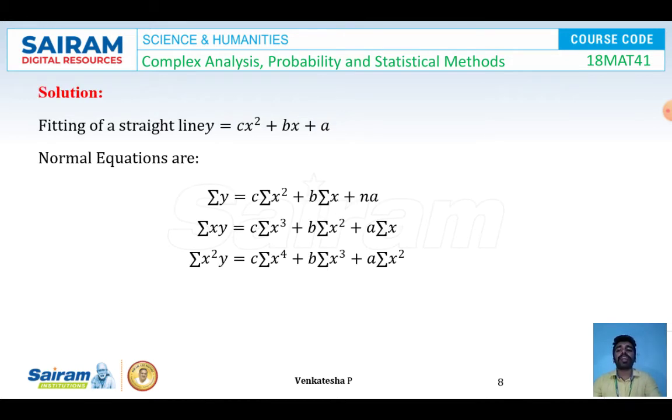plus bx plus a. So take the equation first. Y is equal to cx square plus bx plus a. Apply summation on both the sides. We'll be getting summation y is equal to c summation x square plus b summation x plus na. So multiplying x on both the sides and applying summation, I got summation xy is equal to c summation x cube plus b summation x square plus a summation x. Multiplying x square on both the sides, we will be getting summation x square y is equal to c summation x power 4 plus b summation x cube plus a summation x square.